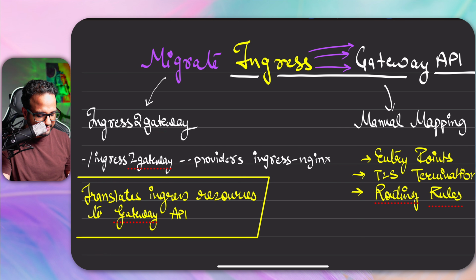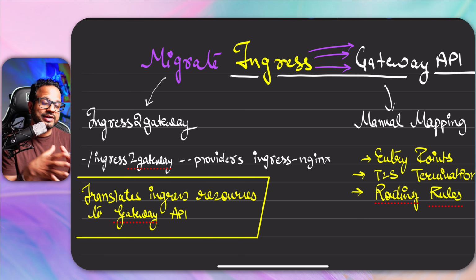ingress2gateway, which is the binary name, --providers, and then you provide the provider name, like for example ingress-nginx in this particular example. And that's it. It will translate all your ingress resources into Gateway API resources. You can try it out yourself and make changes in that. But this is too simple to implement. There is not much learning over here. You won't be able to understand the underlying concept of how we translate resources from ingress to Gateway API.